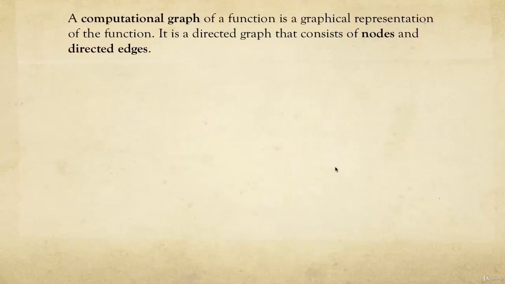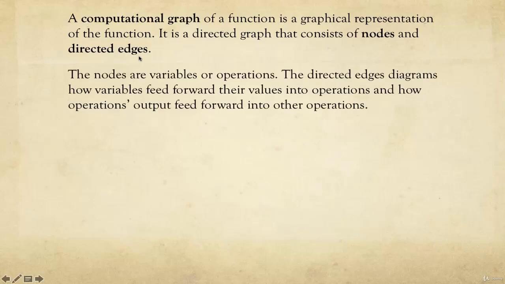Computational graphs. So a computational graph is basically a way to represent graphically a function. It's nice to have a visual representation of a function. A computational graph has two things. It has nodes and it has directed edges. So the nodes are variables or operations, and the edges are diagrams of how those variables feed forward their values into the operations and how those operation outputs feed forward into other operations. So the edges tell you how the function flows forward.